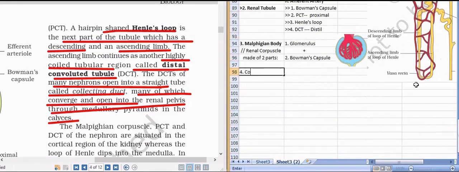Four, collecting duct. What is the collecting duct? What is the use of this collecting duct? These tubules, or you can say the DCT, enter the medulla. You should understand this enters the medullary pyramid, then calyces, then the renal pelvis. So the DCT enters into the collecting duct. Anyway, we came to know that the DCT will enter into the medullary pyramid.